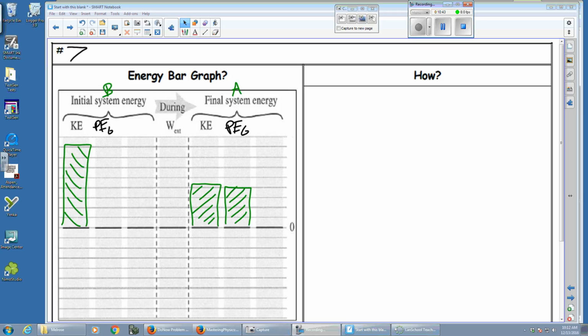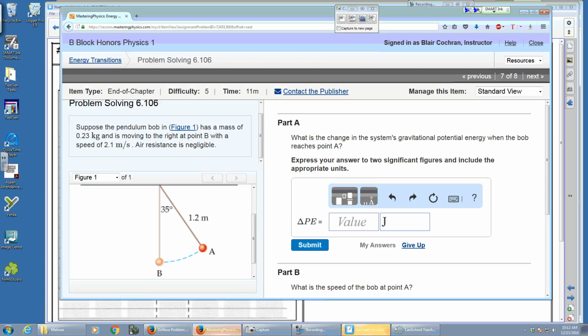All right, so we've got our bar graphs, and of course those immediately translate into an equation that says KE initial equals KE final plus PE G. Now, let's not use final and initial. Let's use B and A, since those points are named for us, right? Maybe it makes it easier to make correlations. And they want to know the system's gravitational potential when Bob reaches point A.